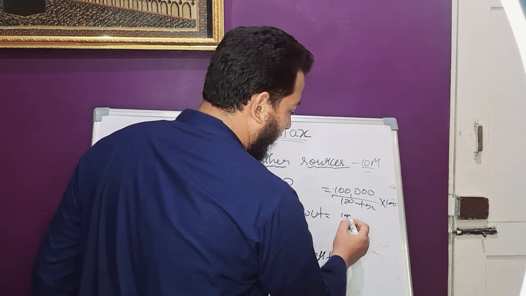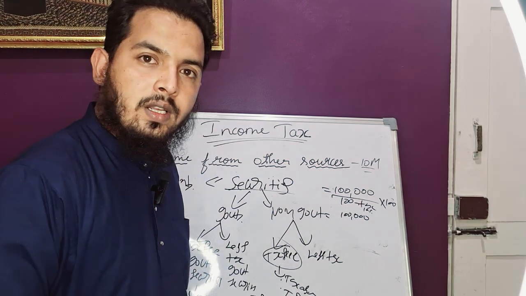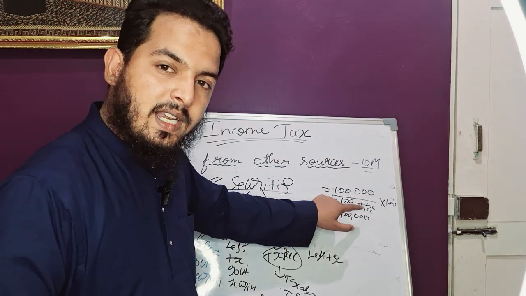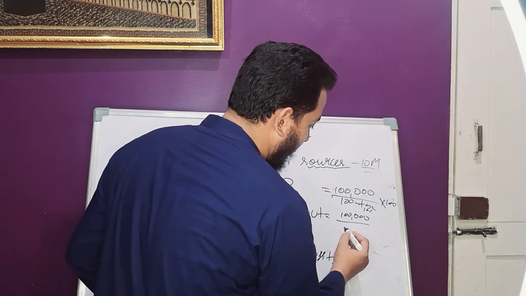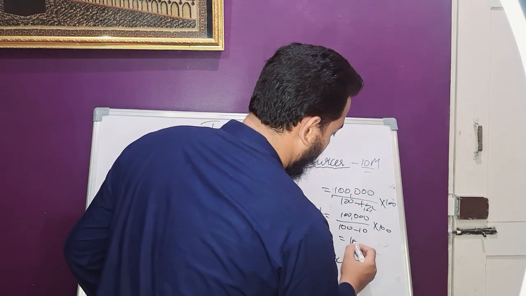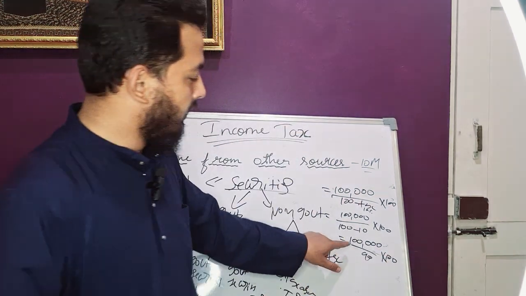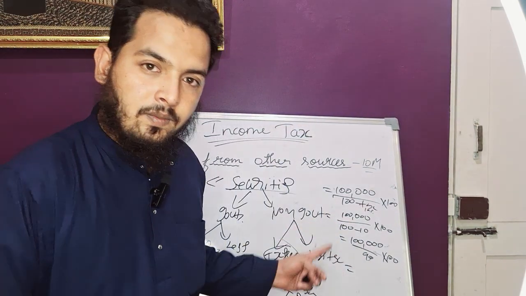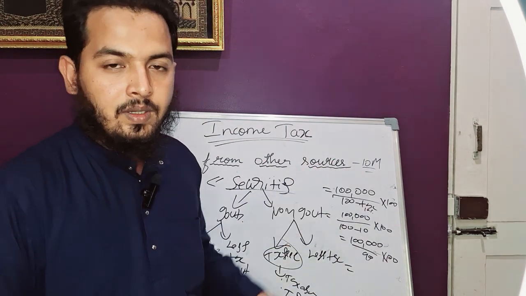Here again 1 lakh. What is the tax rate, or I mean what is the TDS rate on securities? 10%. So 1 lakh divided by 100 minus 10 into 100. So 1 lakh divided by 90 into 100. Whatever the answer comes, that is taxable under the head income from other sources.